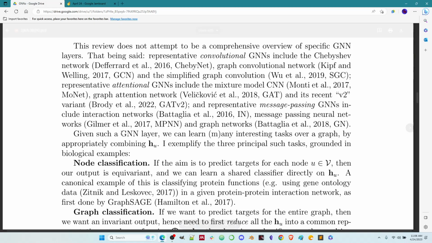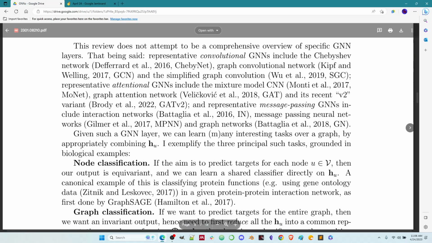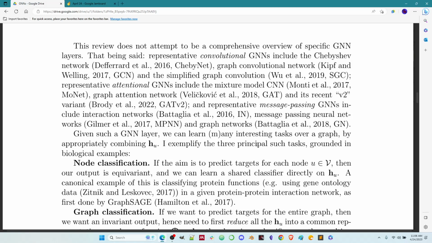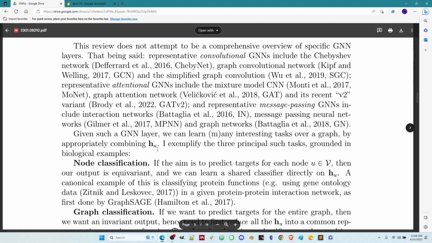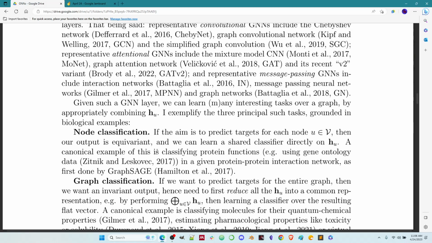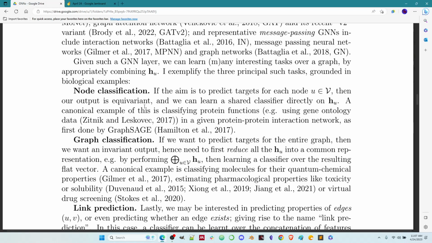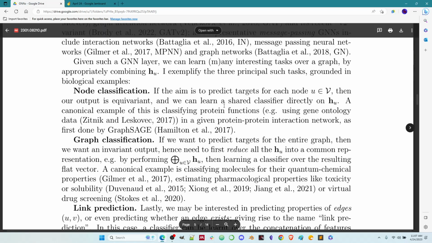Okay, so given such a GN layer, we may learn many interesting tasks over our graph by appropriately combining H sub U. I exemplify three principal such tasks grounded in biological examples. So these are biological examples. There's node classification, where you have a protein-protein interaction network, where you have this problem that's set up here.